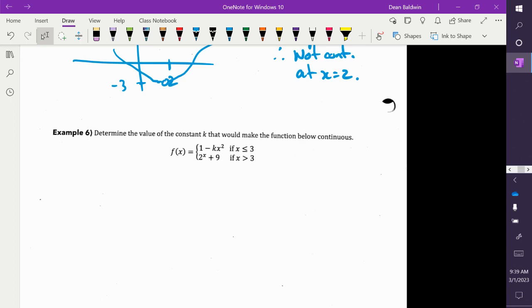So write that out in math. If I say two things have to equal each other, you just go, okay, 1 minus k x squared must equal 2 to the x plus 9. Now, that by itself looks like a gong show, but what makes it palatable? Do we know x? It's 3. So just plug in 3 and solve for k.